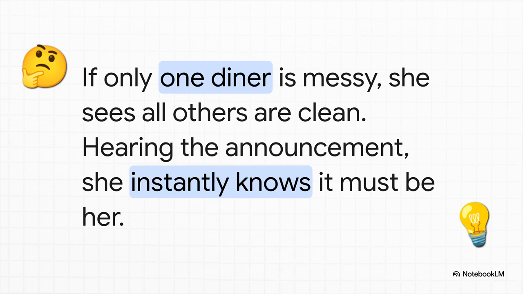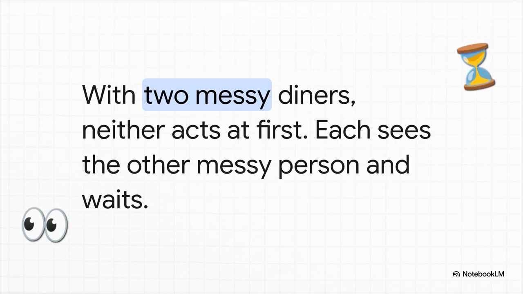Okay, so let's trace the logic. If there's just one messy person, the puzzle's really simple. She looks around, sees every single other face is spotless. Then she hears the cook say, at least one of you is messy. The only possible conclusion? It has to be her. So she cleans her face at the very first ring of the bell. Easy enough.